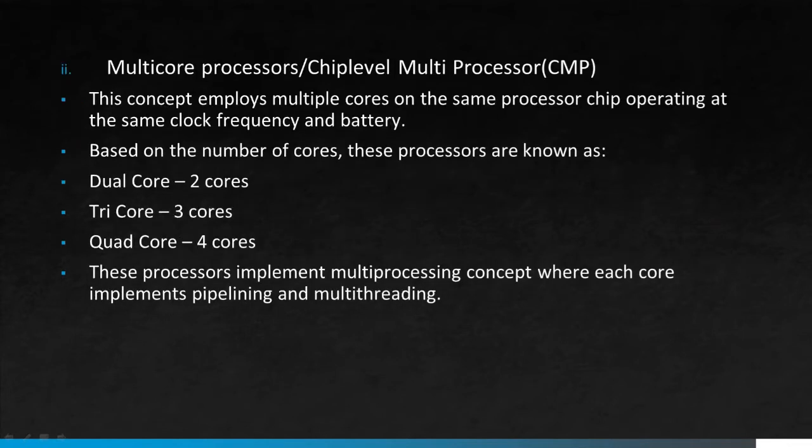The second processor trend is multicore processors, or chip-level multiprocessor, CMP. This concept employs multiple cores on the same processor chip, operating at the same clock frequency and battery. Based on the number of cores, processors are known as dual-core, tri-core and quad-core. Dual-core consists of 2 cores, tri-core 3 cores, quad-core 4 cores. These processors implement the multiprocessing concept where each core implements pipelining and multithreading.